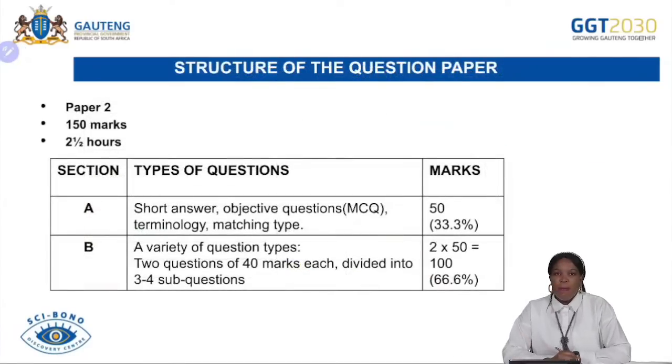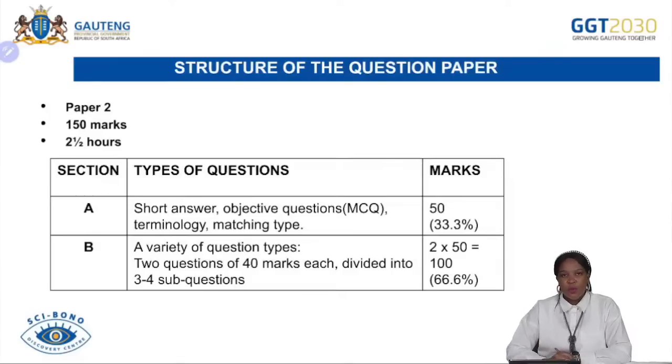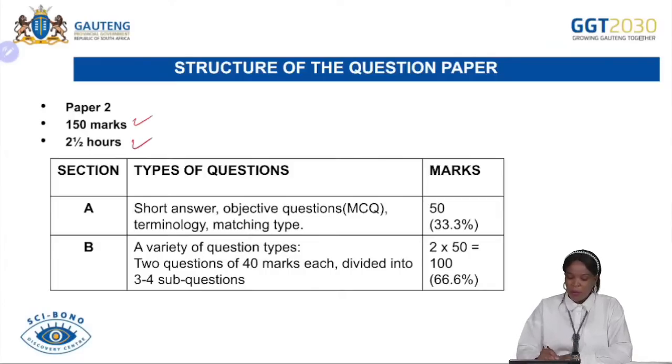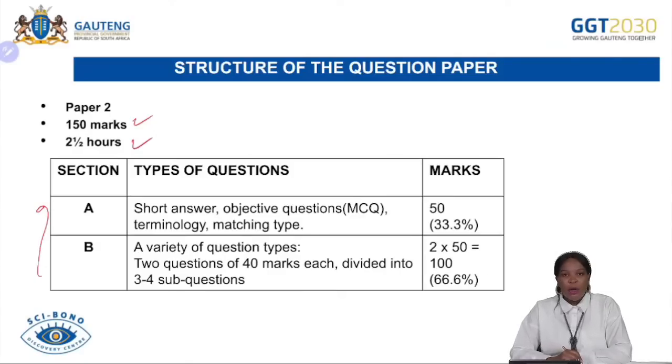Right. So the paper, how is the paper structured? You may have previous question papers that may be structured differently from the one that you're going to get tomorrow on Monday, or the one that you received today. So the ones that we have now, this is the new structure for paper 2 Life Sciences. The paper will still be out of 150 marks. You will still write for 2.5 hours. Then the paper is going to have section A and section B. Only, we no longer have section C, so only section A and section B.